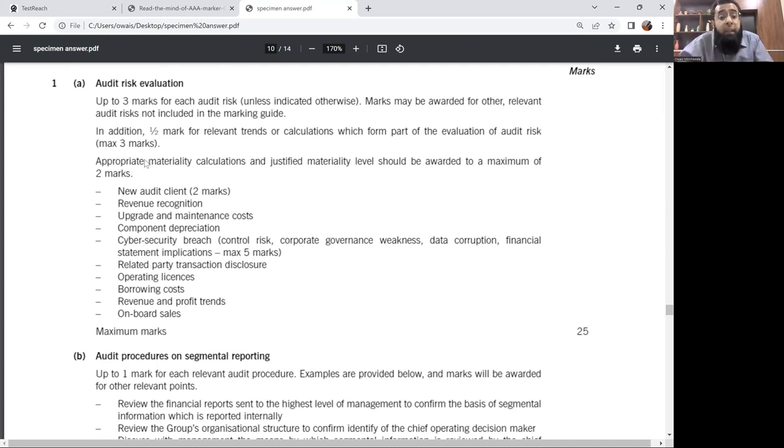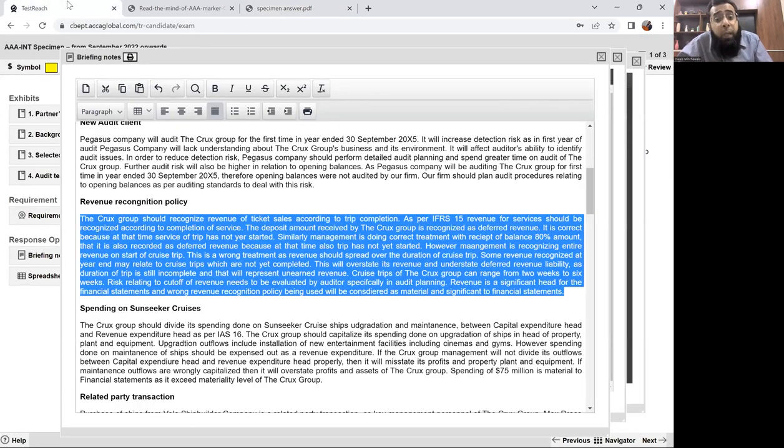Maximum is 3 marks. Appropriate materiality calculation and justified materiality level will get a maximum of 2 marks. New audit client, 2 marks. Revenue recognition, it's a 3 marks risk, because unless indicated otherwise, all the risks are of 3 marks. So if you look at it, your point is in the marking scheme. If you explain it well, you'll simply get the mark. Okay? I hope that you people are understanding the approach which you have to follow in your examination.